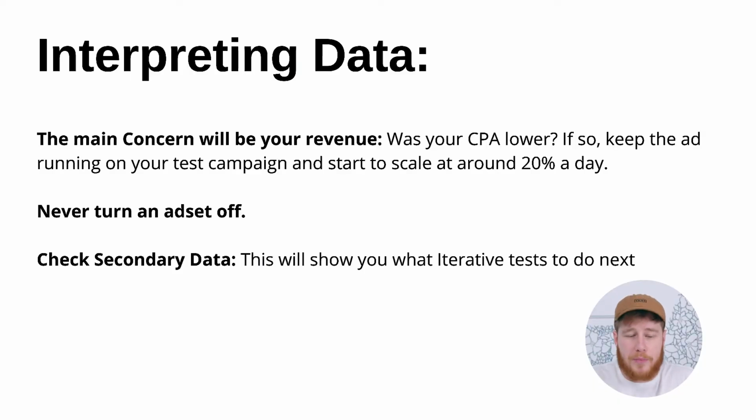In terms of interpreting your data, your main concern, at least for us at Fraggle, is your revenue. We want to know that your CPA is where we need it to be. You should have a goal CPA, and that's our goal, is to get you that CPA. So if it's running well, then fantastic. Just leave that ad and start to scale it within the testing campaign. We normally advise about 20% a day, something like that on your budget, and just keep it going.